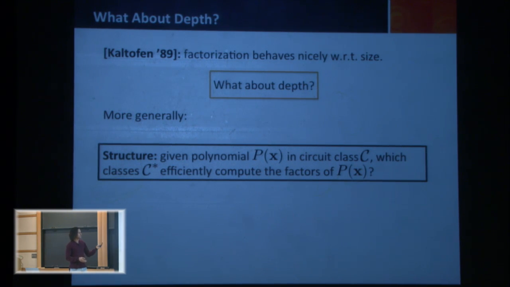So the problem is the following. If I give a polynomial p in a circuit class C, let's say p is computed by a sparse polynomial, so p does not have many monomials, then which classes C star efficiently compute the factors of p? So C star could be C as well. For example, one question is, are factors of sparse polynomials also sparse?